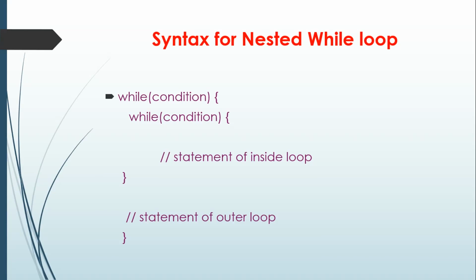First of all, the condition of the outer loop will be checked, and then the condition of the inner loop will be checked, and then the statement of the inner loop will be printed, and then the statement of the outer loop will be printed. So basically first we check the outer loop condition, and then we check the inner loop condition until it becomes false, and then we again check the outer loop condition.